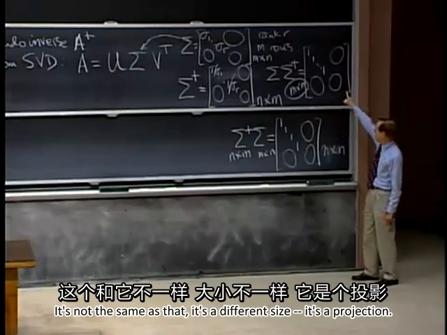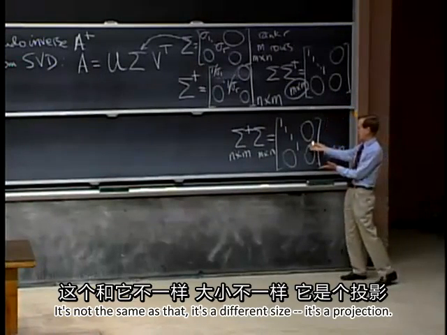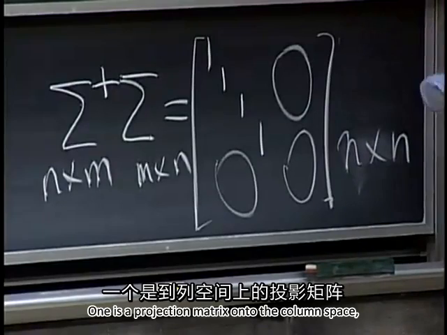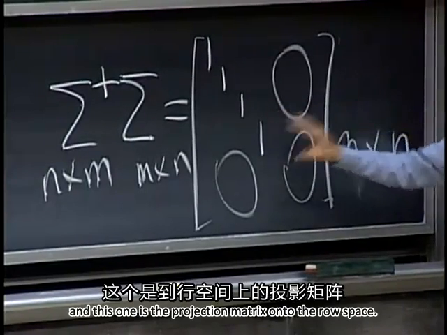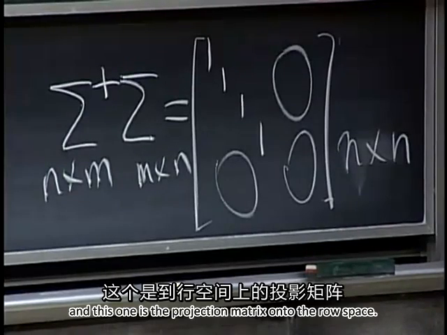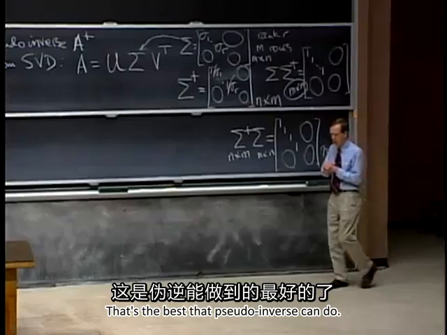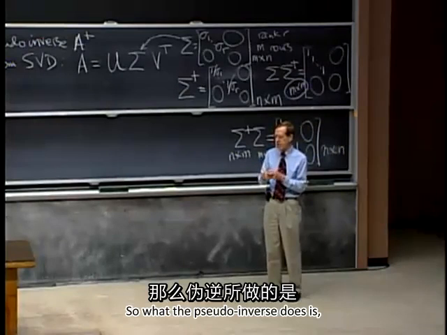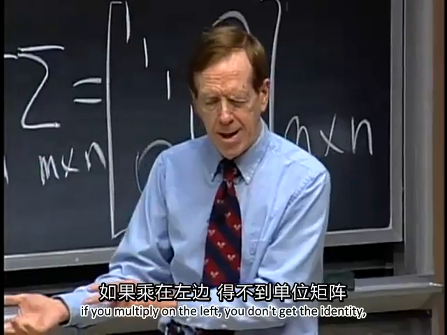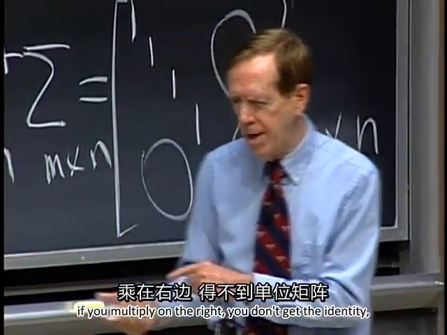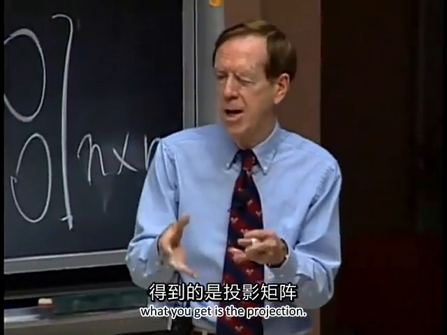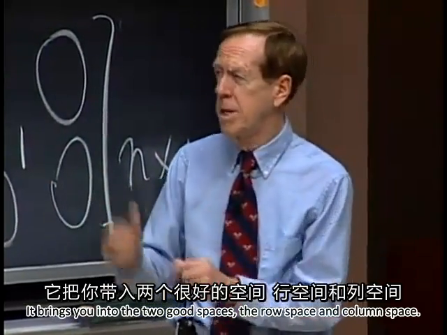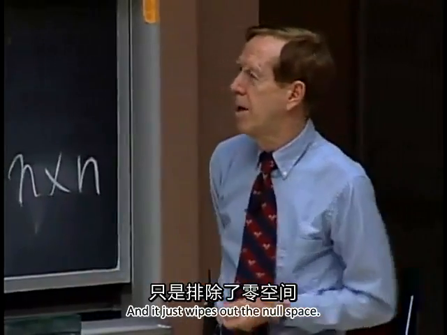It's not the same as that. It's a different size. It's the projection. One is a projection matrix onto the column space, and this one is the projection matrix onto the row space. That's the best the pseudo-inverse can do. If you multiply on the left, you don't get the identity. If you multiply on the right, you don't get the identity. What you get is the projection. It brings you into the two good spaces, the row space and column space, and it just wipes out the null space.